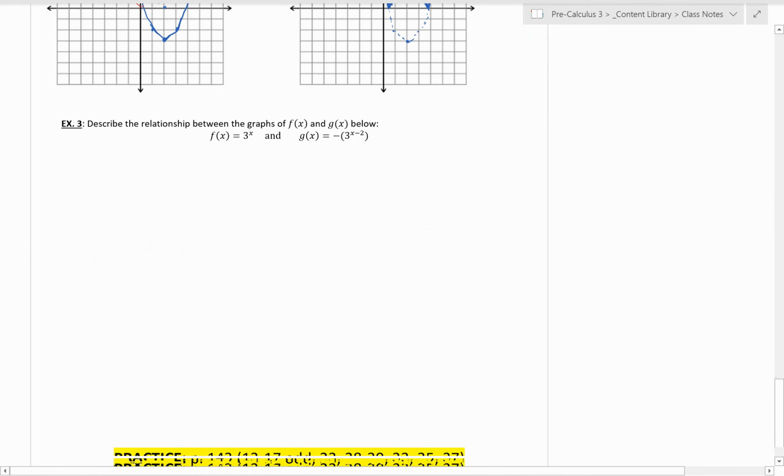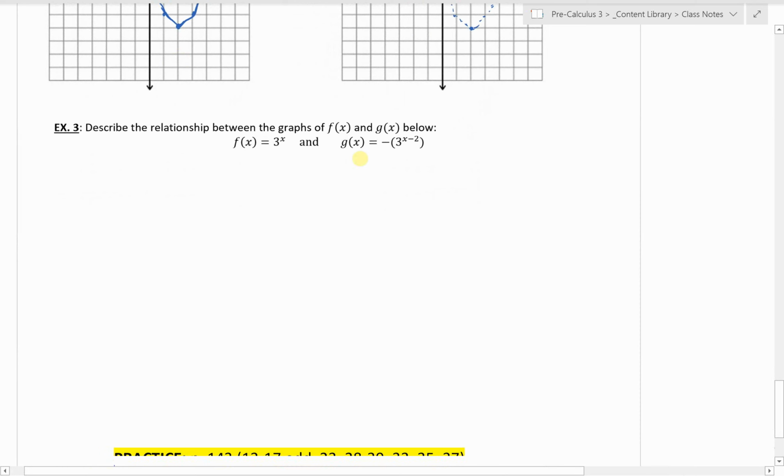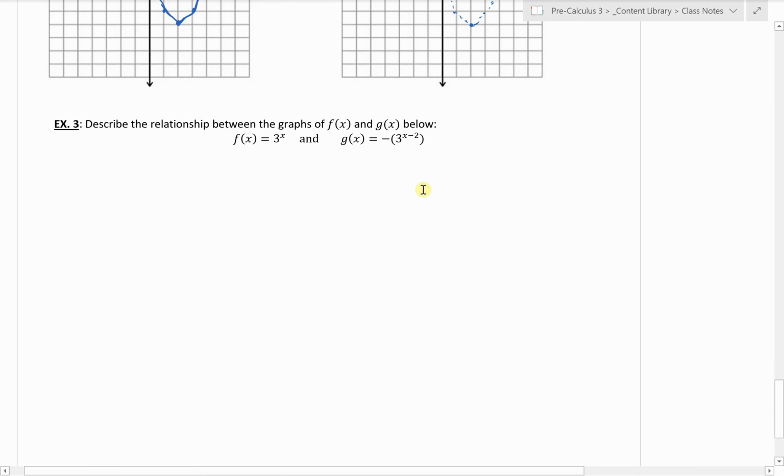Let's do one last quick example here where it says describe the relationships between the graphs of f of x and g of x. It doesn't ask us to graph them, just to describe the relationship. So let's identify the transformations that are going on here. We are subtracting inside of the function. To go from f to g, we subtracted inside of the function. So we have to subtract 2 before we evaluate the exponent. Notice this is an exponential curve. So this is going to subtract inside, which means we're going to move horizontally in the opposite direction. So that means go right 2 units.